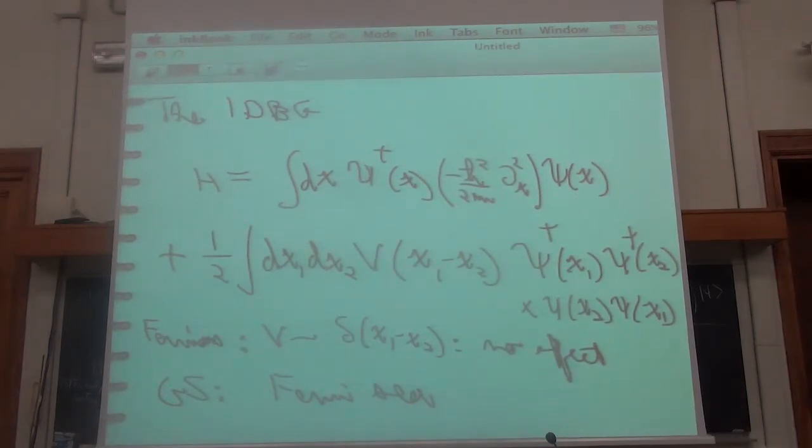Of course, if you have bosons, first message is that in the case of spinless fermions, contact interactions are utterly unimportant. They don't affect anything. Fermions are insensitive to contact interactions. You need longer range interactions in order to achieve anything.